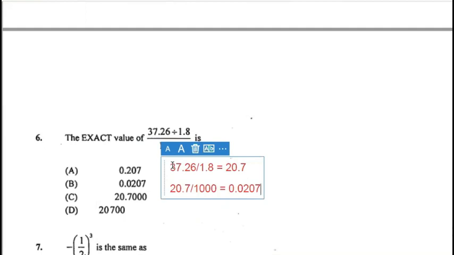0.0207, right? So looking at the question above, you'll move the decimal point one place in the divisor to get 18. So you're turning the divisor into a whole number, and you'll also move the decimal point one place in the dividend, so you'll get 372.6 divided by 18, and when you divide 372.6 by 18, you'll get the same 20.7, and it is the 20.7 that you're dividing by 1000 to get your 0.0207, and therefore for number 6, B is our answer.